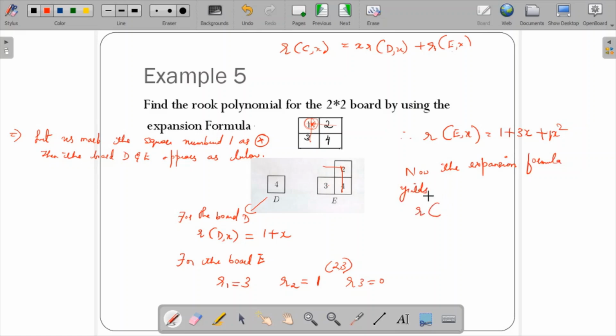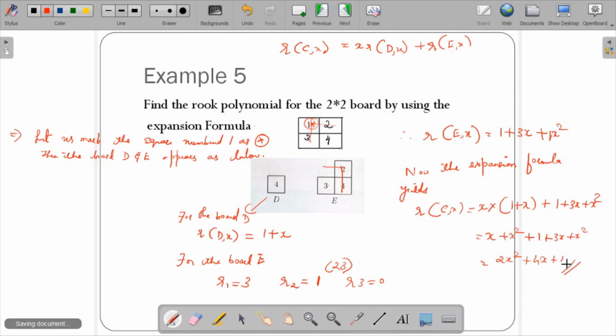R of C of x is equal to x into R of D of x, that is 1 plus x. You write this formula, then x into 1 plus x plus R of E of x, that is 1 plus 3x plus x square. So this results in x plus x square plus 1 plus 3x plus x square. This gives 2x square plus 4x plus 1. So this is the required polynomial we got by using the expansion formula.